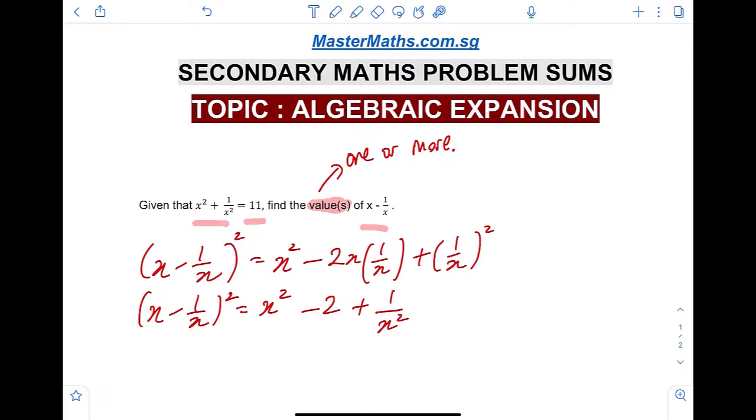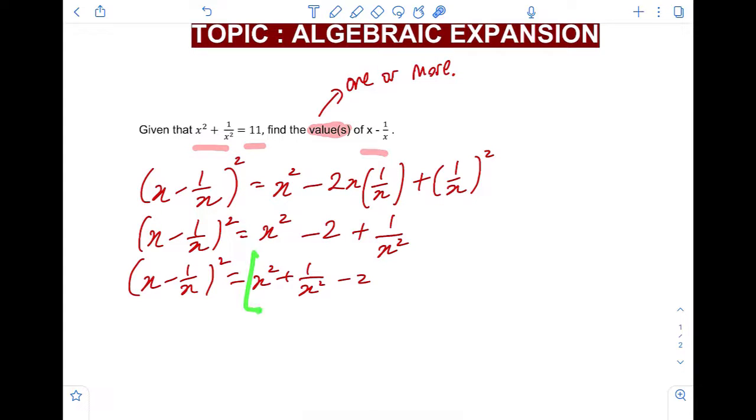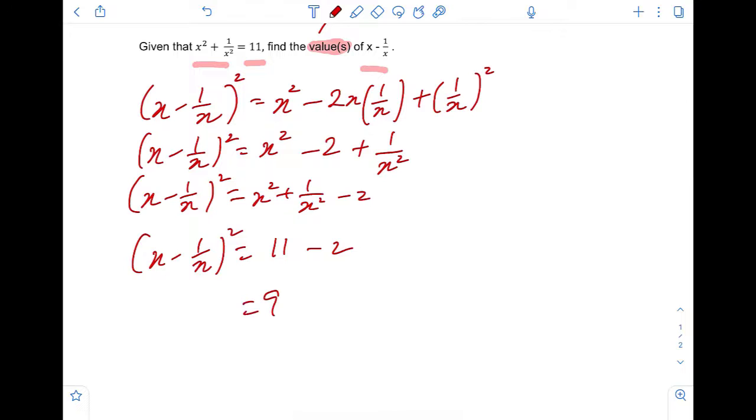Now the great thing is we know what x squared plus 1 over x squared is. So this is equal to x squared plus 1 over x squared, minus 2, and this part right here is equal to 11. So 11 minus 2, and x minus 1 over x, squared, is just equal to 9.